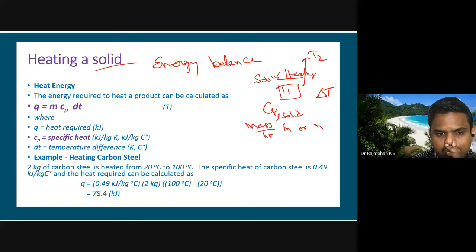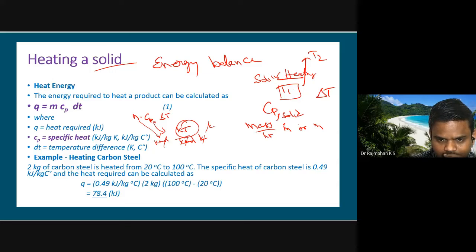This can be determined by the heat equation itself: Q equals m Cp delta T, where m is the mass and Cp is the specific heat. Remember it can also be n Cp delta T. In that case, the Cp will have the unit of kilojoule per kilomole Kelvin. If it is n, it is going to be kilomole, and T is going to be in Kelvin, so they cancel to get kilojoules.